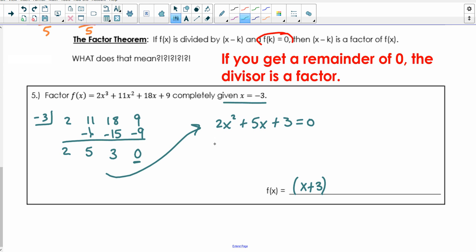Now I can factor this to finish solving. So this has to be a 2x and an x equals 0. I actually want this to be a 3 and this to be a 1, so that's plus and plus.